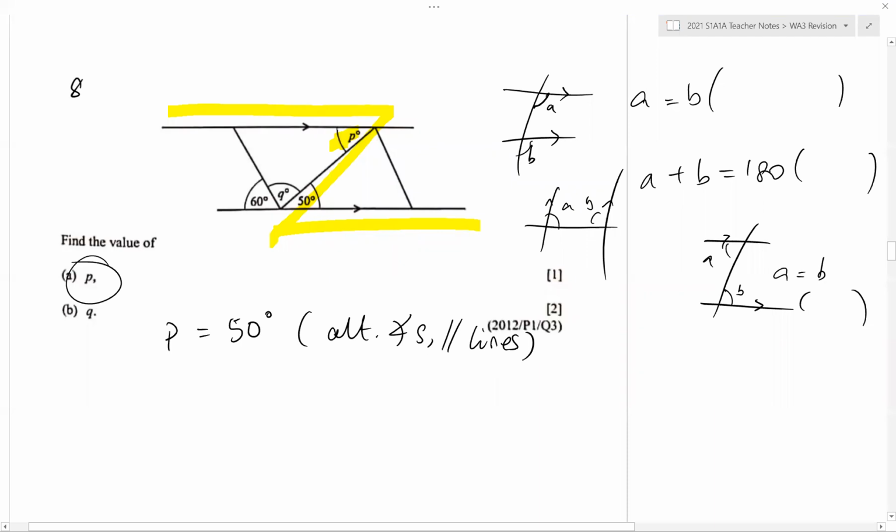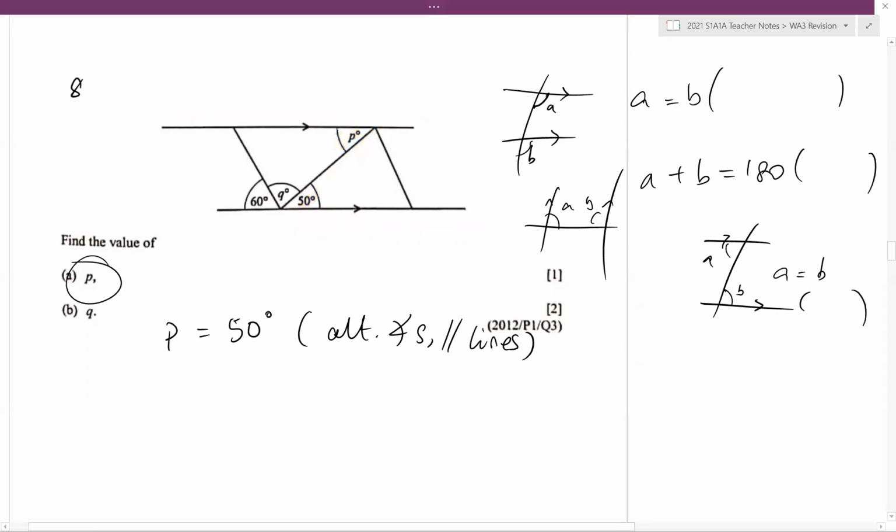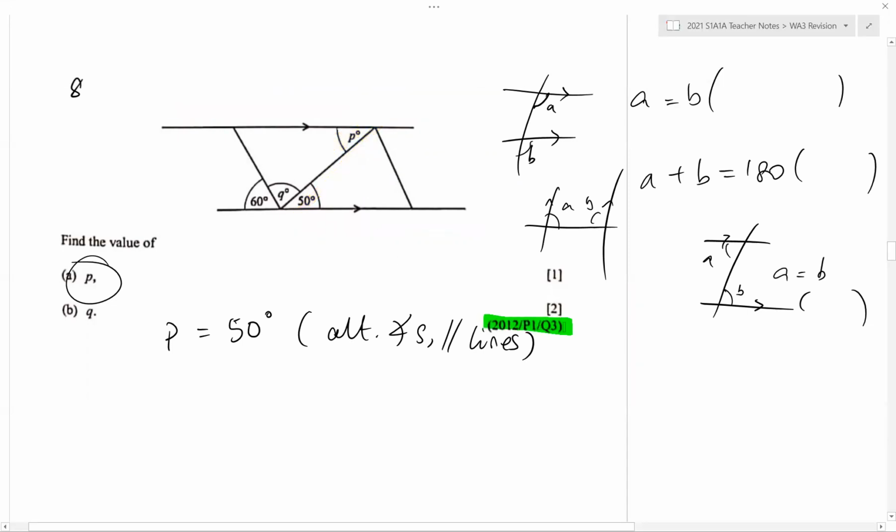Do you think you can do this by yourself? At least for part A. Do you think you can do it by yourself during the test? Can? Take a look at this part. You know what this means? The green color highlighted portion. It says 2012 P1 Q3. This was taken from a Sec 4 N-level question. So about 8 years back, the students in Evergreen Secondary School, as well as all the other secondary schools in Singapore, taking the 4NT paper, they had this question in their paper 1, question 3.